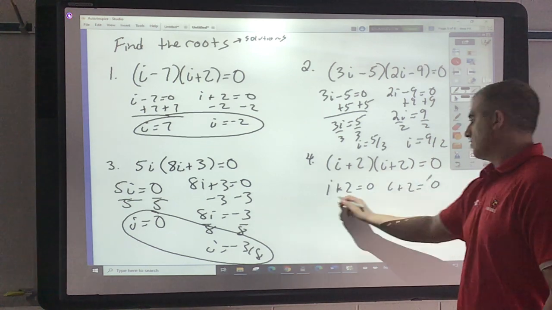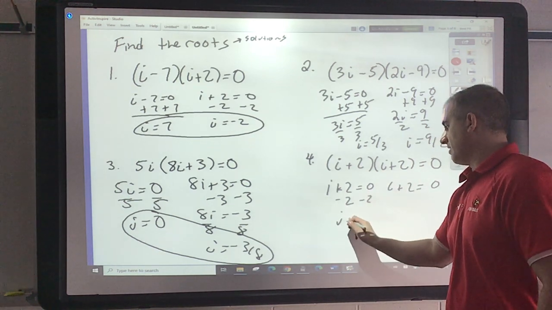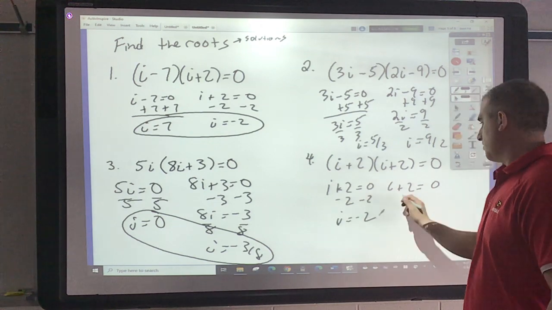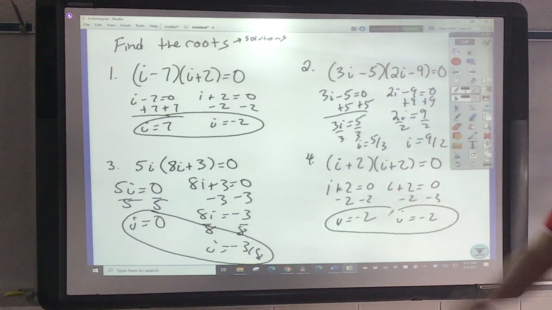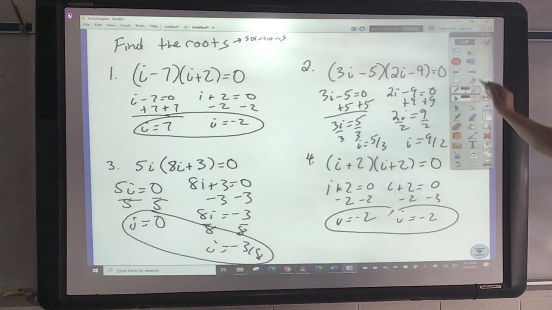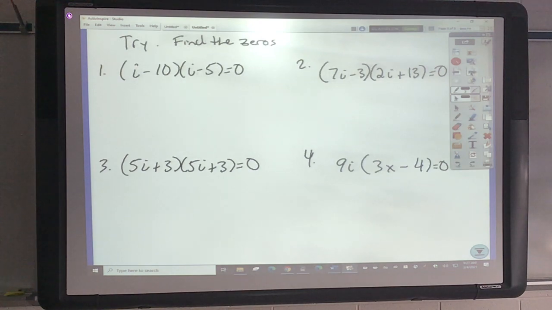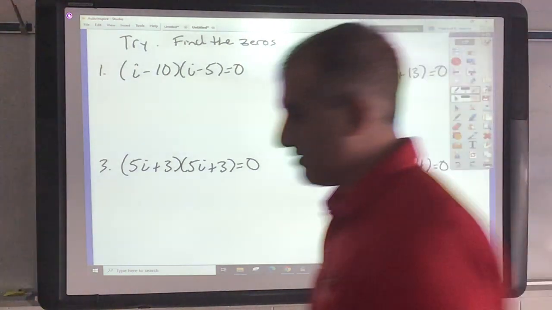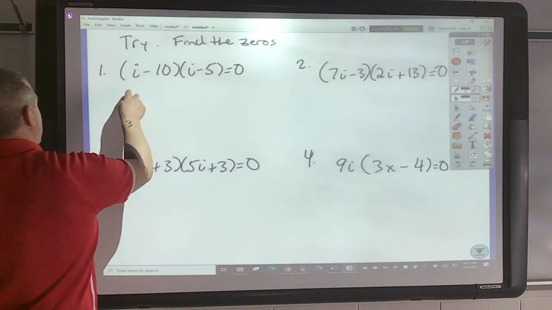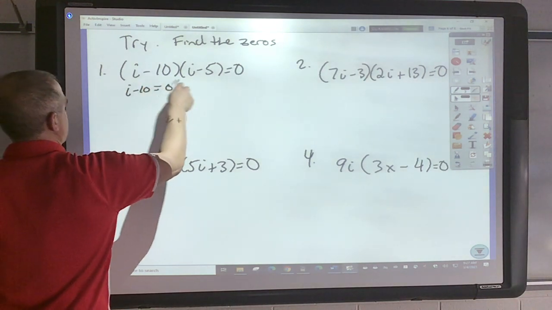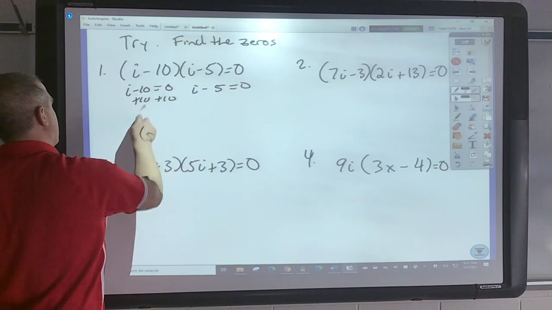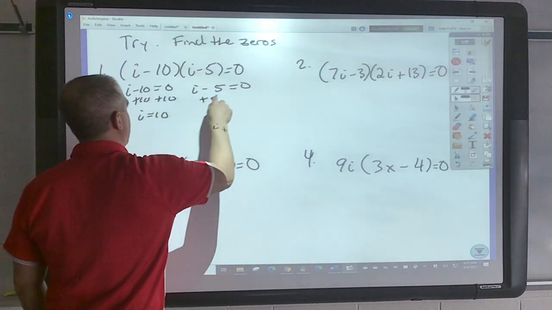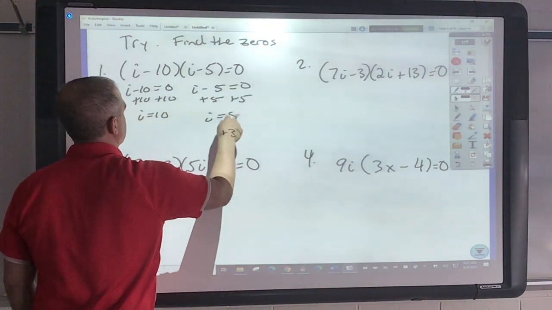Okay? Subtract 2, I equals negative 2. Okay? Pretty easy stuff. So there, they took out the work for you. So I would like you guys to pause your video and go ahead and work on these. Okay? This one, equal to 0, add 10, I equals 10, add 5, I equals 5.